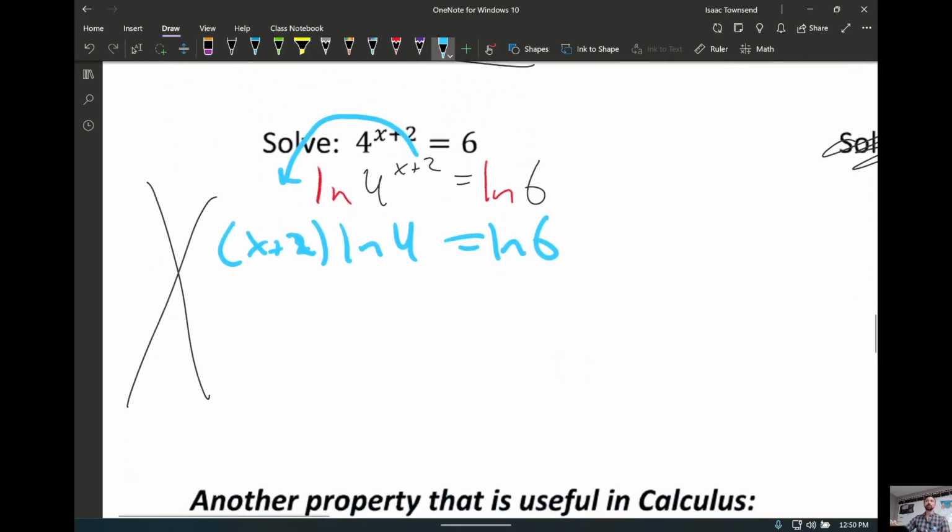And then if you really wanted to solve this, it still has a few more steps, but the hard part's over. Natural log of 4 is just a number, natural log of 6 is just a number. I could distribute this number. I could undo add with subtract.